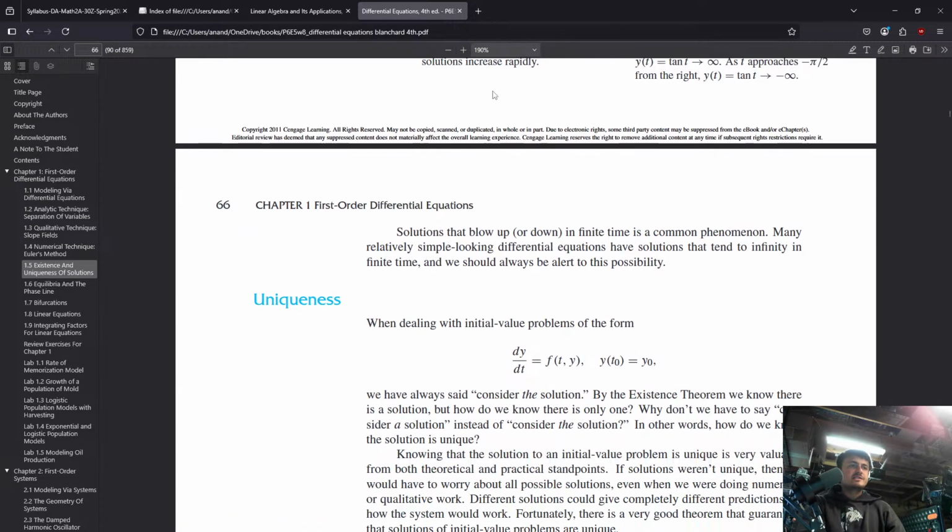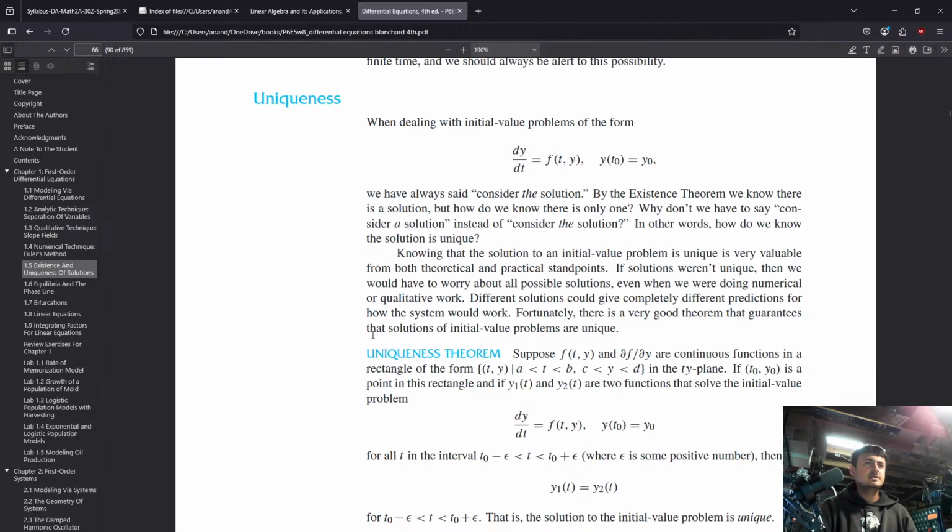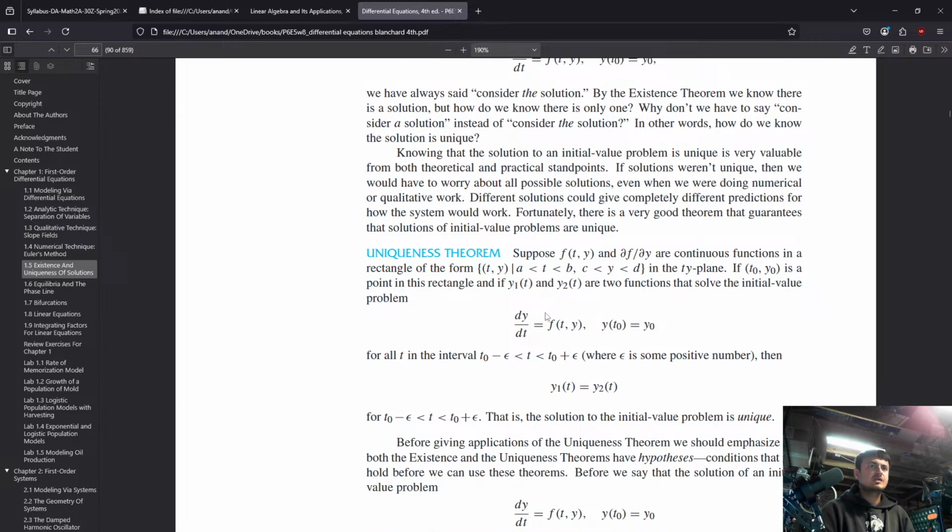So uniqueness, however, requires the stronger condition that also the partial of f with respect to y is continuous too. I would like to look at an example that has a solution that exists, but it's not unique.